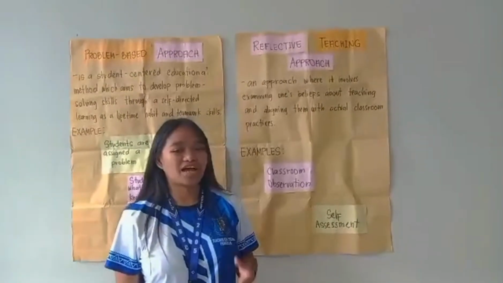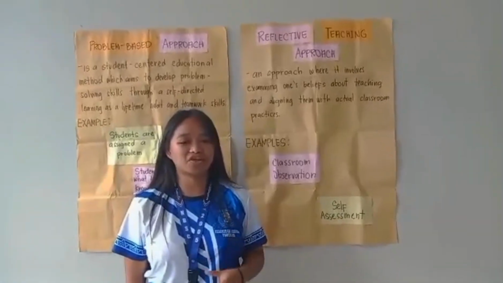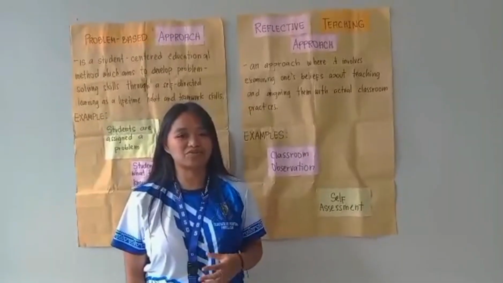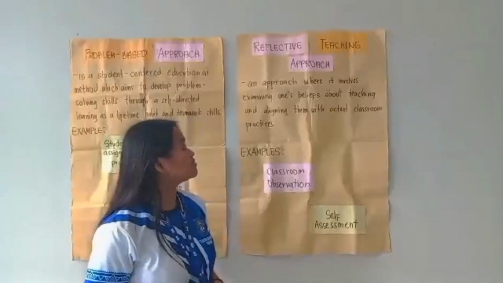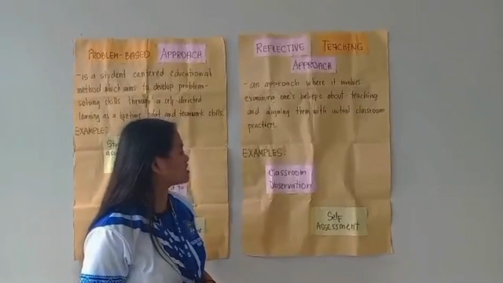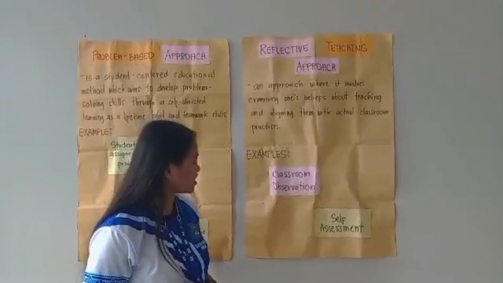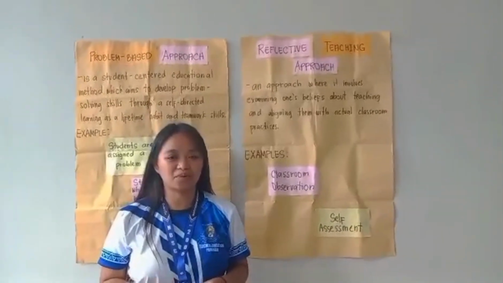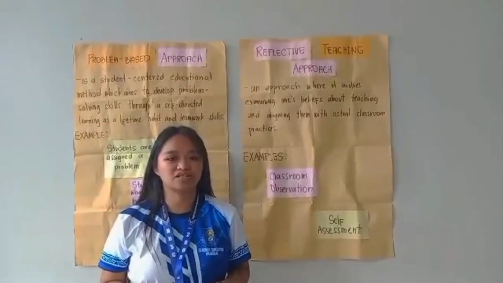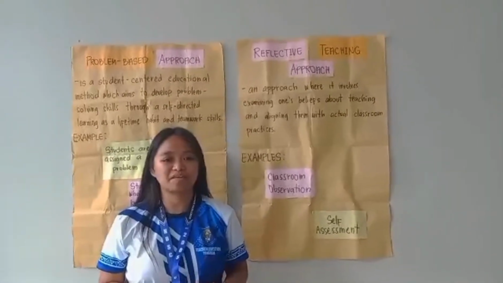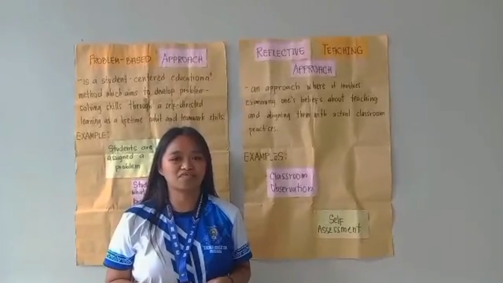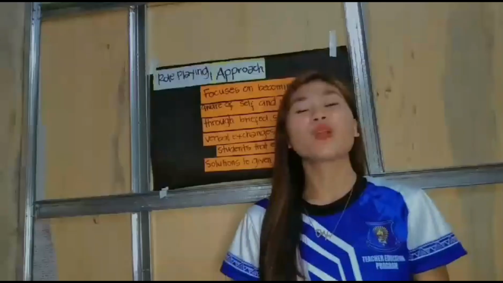So this approach allows teachers to get better in their teaching, learn from experiences, and be able to listen to their learners' needs. So the example of the reflective teaching approach is classroom observation and self-assessment. So it is really important to learn this approach for the teacher to know the needs of the learners, for them to be able to meet their needs. So it encourages teachers to adapt teaching methods for different classes.